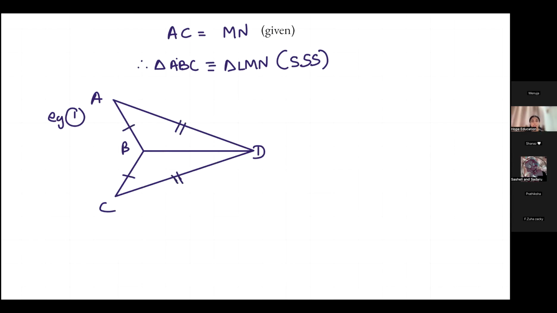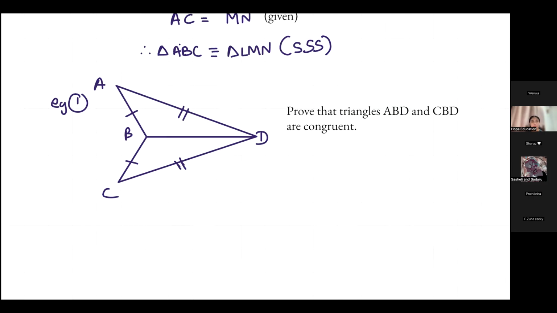And in the question, they are saying, prove that triangles ABD and CBD are congruent. Okay, let's see. Triangle ABD is this one. Then triangle CBD is this one, and we have to show that they are congruent. So let's first of all put the topic.